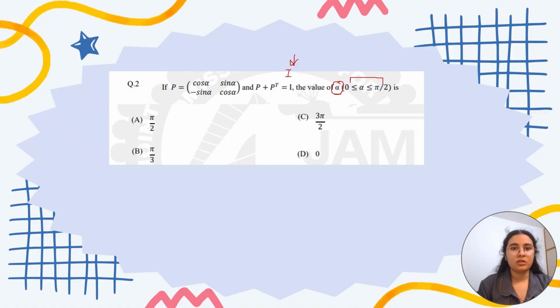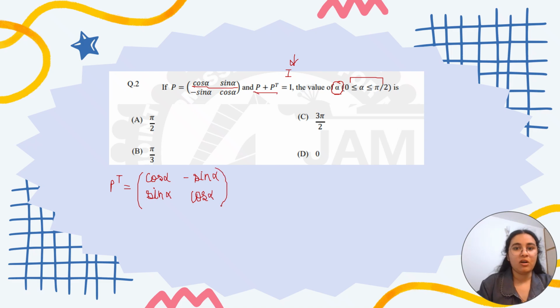So what we'll do, as we know, we can easily find the transpose of this matrix. Transpose of P is equal to, so while calculating the transpose of a matrix, we just interchange the columns with the rows. So now row 1 will become column 1, that is cos alpha, sin alpha, and here minus sin alpha, cos alpha, right?